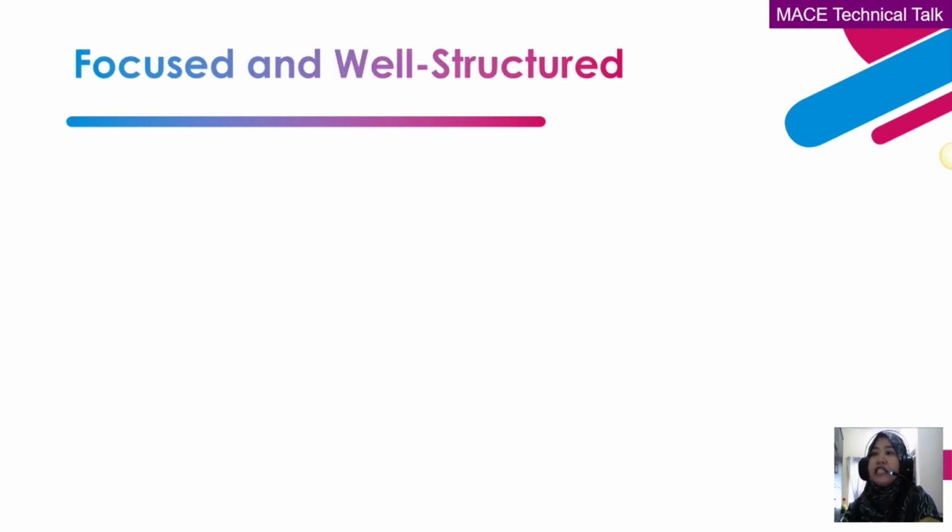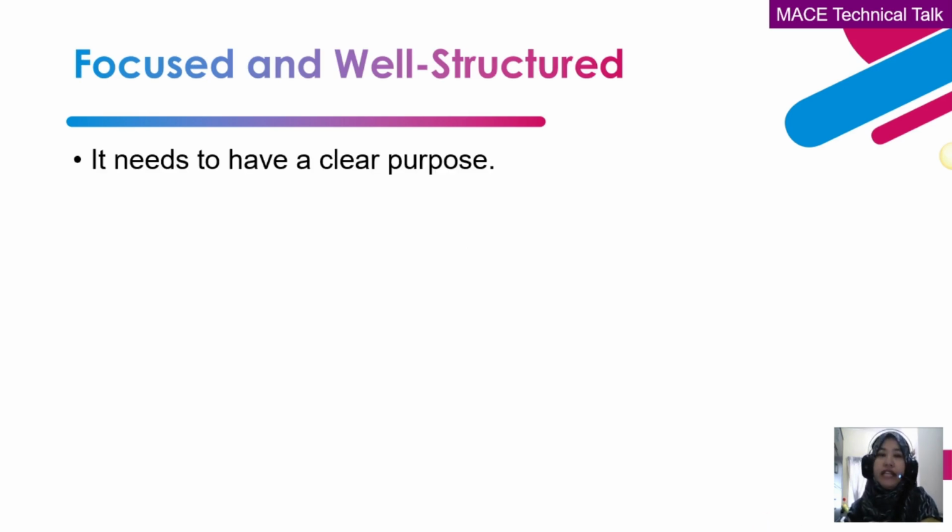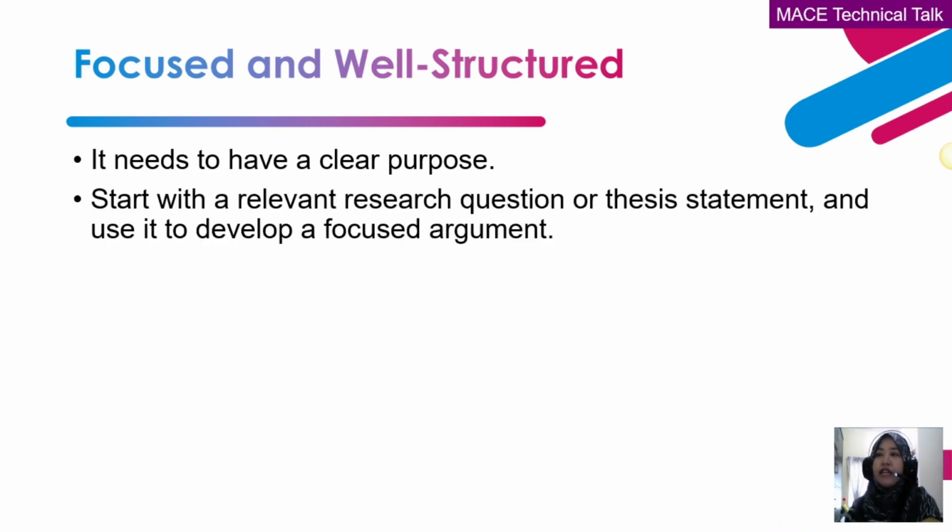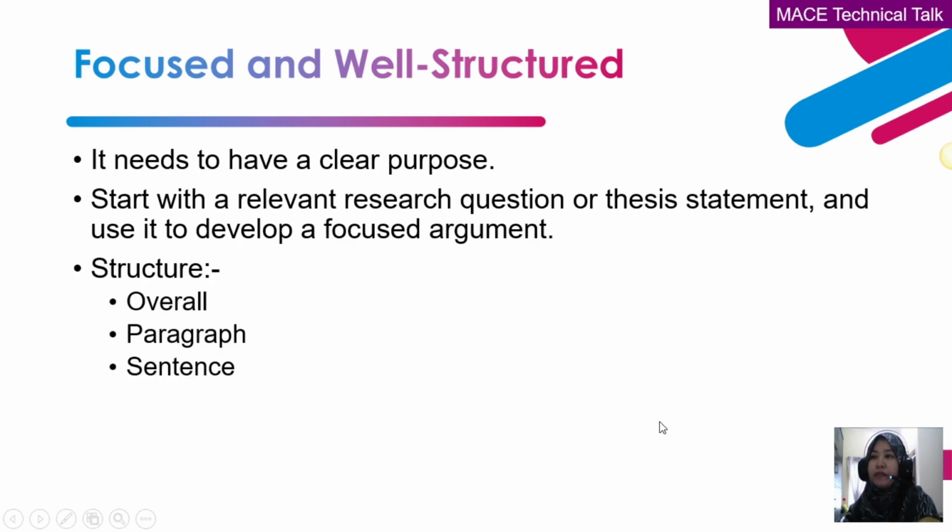An academic text is not just a collection of ideas about a topic. It needs to have a clear purpose. So, start with a relevant research question or thesis statement and then use it to develop a focused argument. You have to only include information that is relevant to your work or to your overall purpose. A coherent structure is crucial to organize your ideas. So please pay attention to these three levels of structure: the structure of the whole text, which is the overall structure, paragraph structure, and sentence structure.